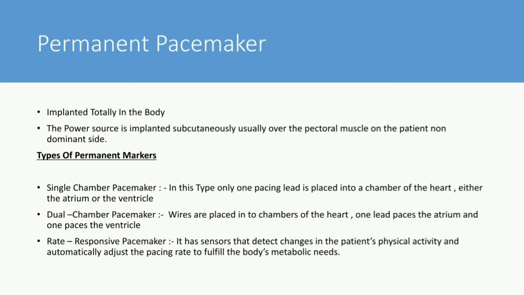Permanent pacemaker also has three types, and they are single chamber pacemaker, dual chamber pacemaker, and rate responsive pacemaker. In the single chamber pacemaker, only one pacing lead is placed into a chamber of the heart, either the atrium or the ventricle. In the dual chamber pacemaker, wires are placed into two chambers of the heart. One lead paces the atrium and one paces the ventricle. And the rate responsive pacemaker has sensors that detect changes in the patient's physical activity and automatically adjust the pacing rate to fulfill the body's metabolic needs.